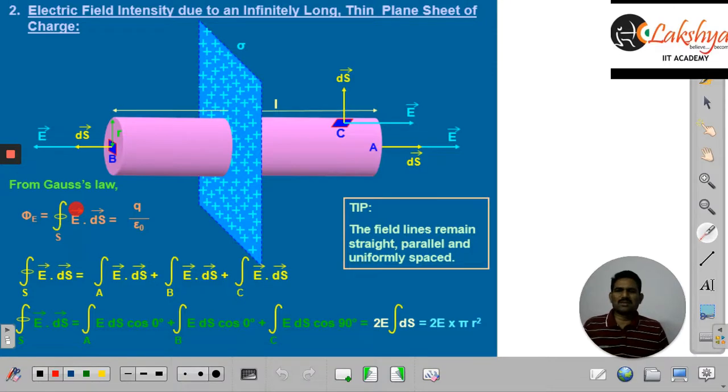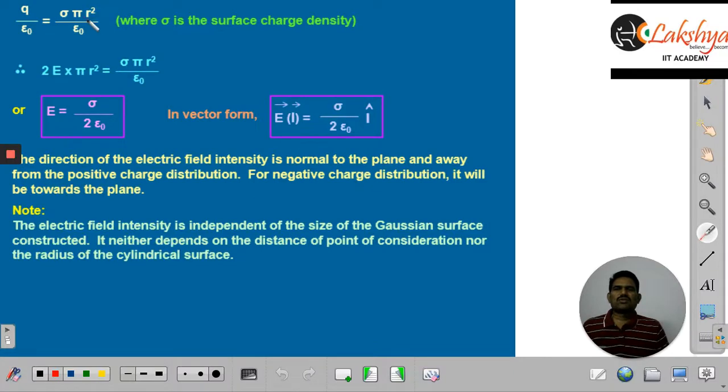Now let us see the calculation for this Q value, the RHS side. That Q value we can write as sigma into pi r square.